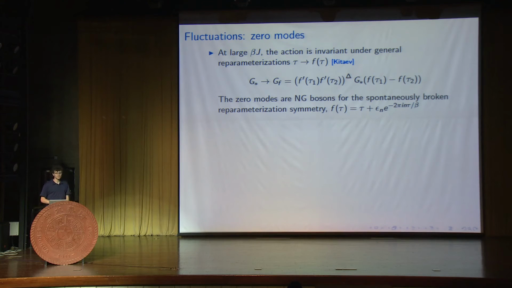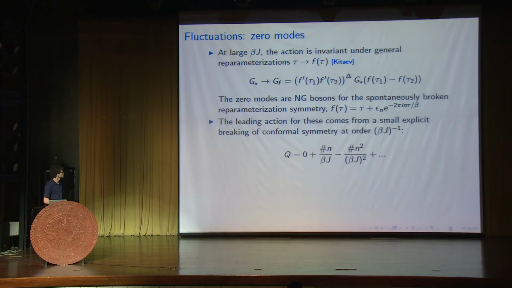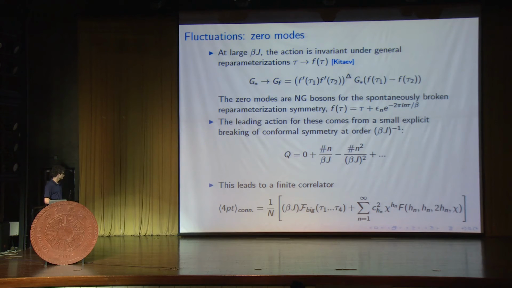Now, in the exact model, we don't have precise reparameterization invariance. So in order to fix this infinity we got from the zero modes, we have to compute the action, this quadratic form Q, to 1 higher order in beta j. This can be done by perturbation theory. What one finds is a correction, an eigenvalue of this quadratic form that's suppressed by 1 power of beta j. It's also proportional to the Fourier mode of the reparameterization that we're considering. And if you plug this back in, what you find is a corrected finite 4-point function, which looks like this.